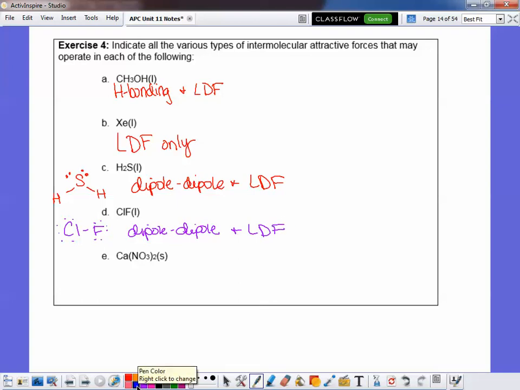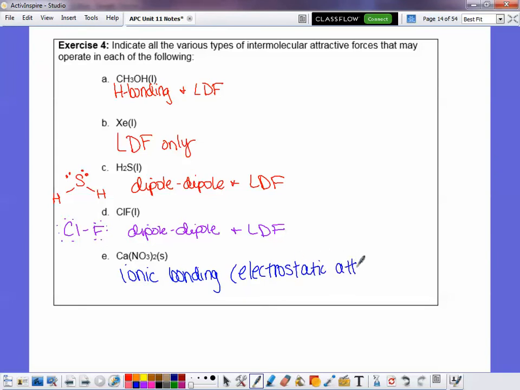All right, what about E? It's just ionic bonding. And we'll learn next class what holds them together, and we talked about this before, this is electrostatic attraction. Okay, but we'll talk about that more next class as well. All right, just a little bit more, and then we'll be done.